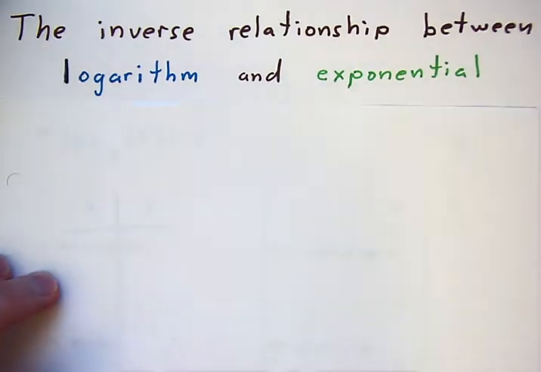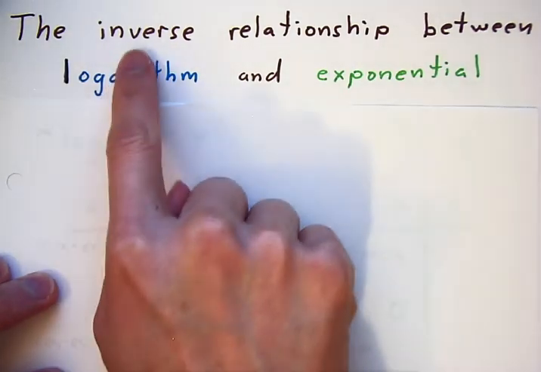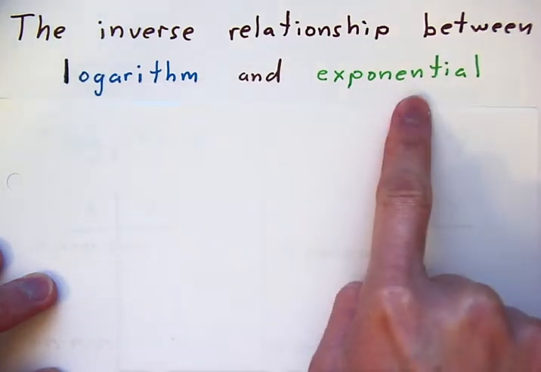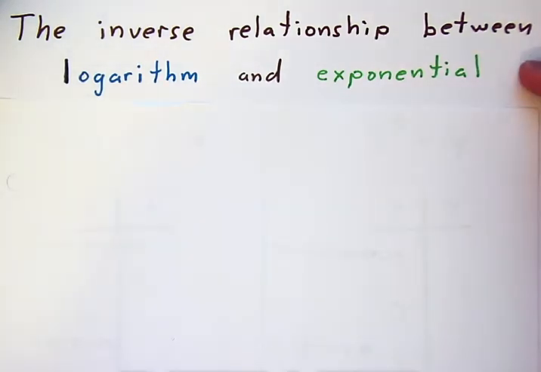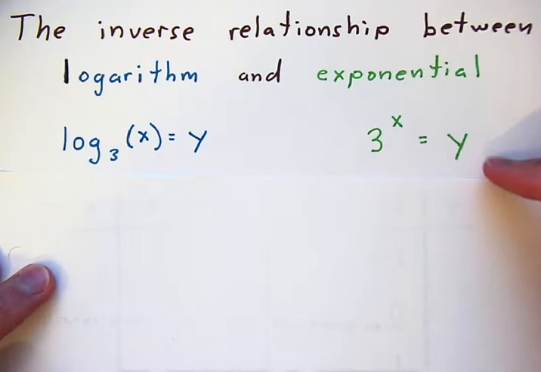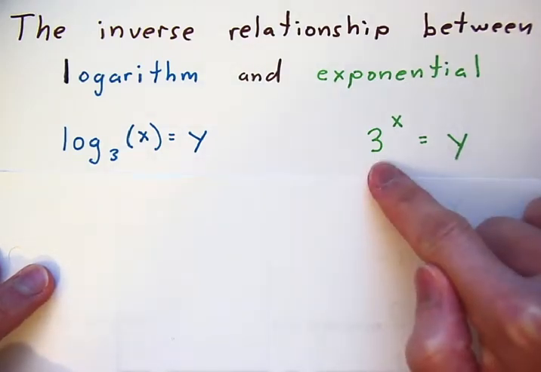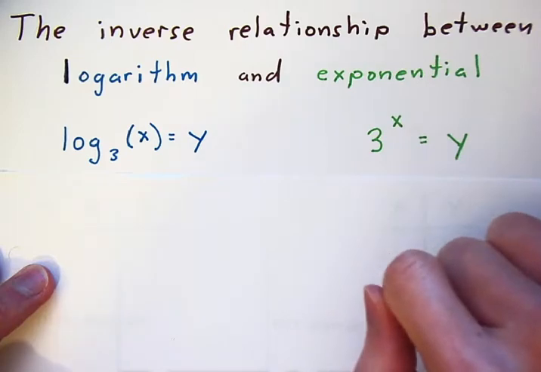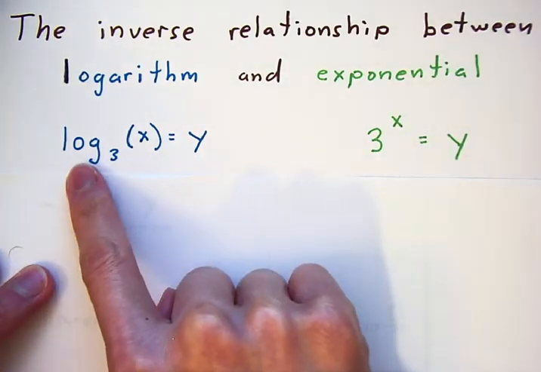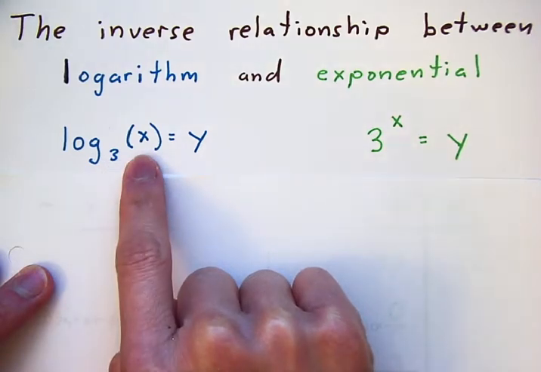This video will be talking about the inverse relationship between logarithms and exponentials. Okay, let's look at a particular example for this. So we're going to be looking at the exponential equation, y equals 3 to the x power, and we're going to be looking at the logarithmic equation, y equals the log base 3 of x.